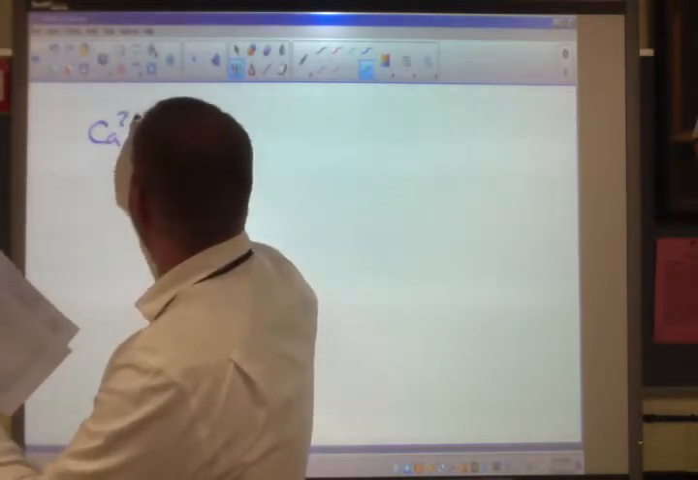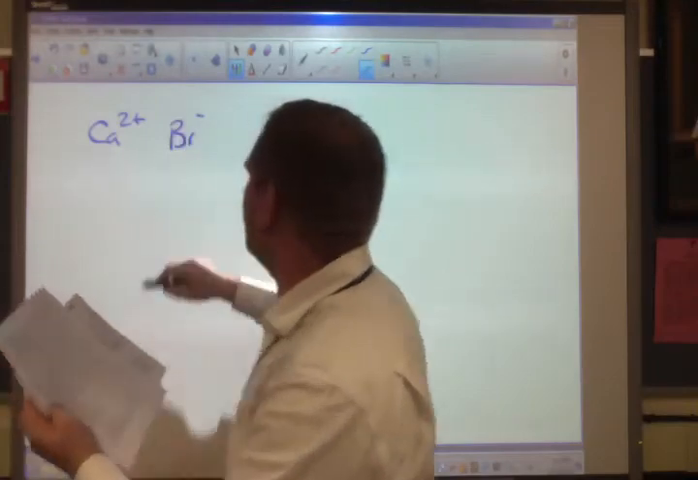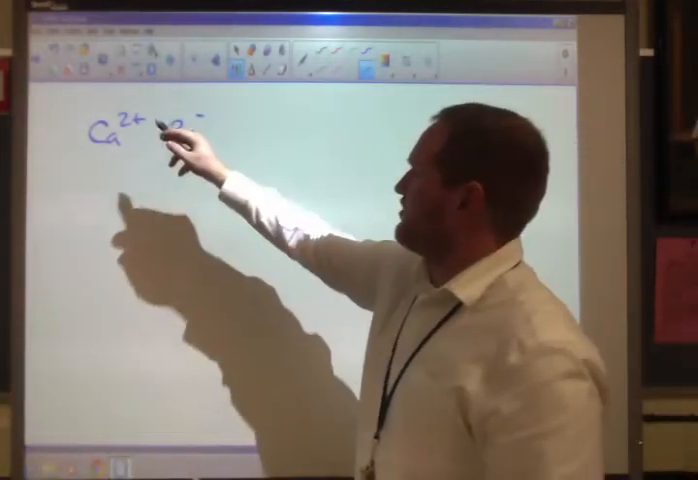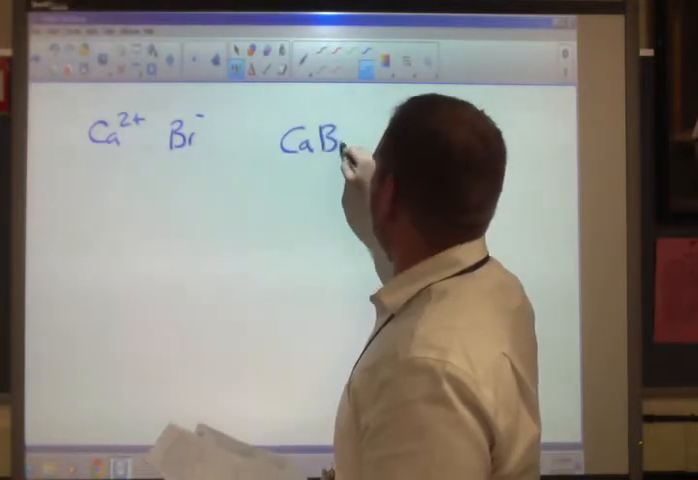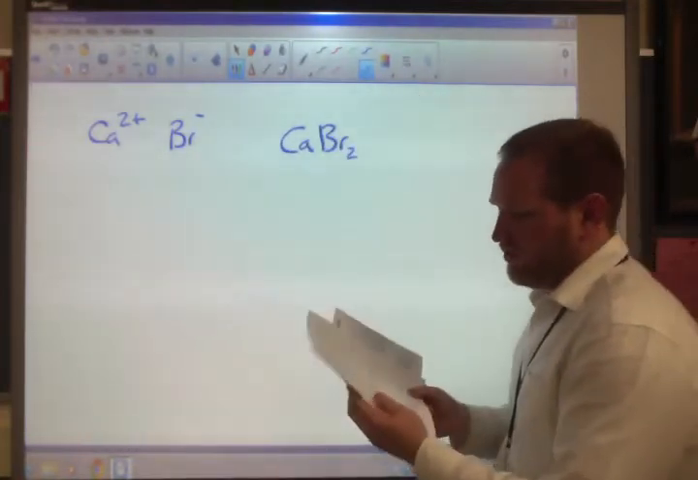Calcium bromide is the next one, or calcium and bromine. Calcium is 2+, bromine is 1-. We just write the minus. Crisscross rule, end up getting CaBr2, calcium bromide.